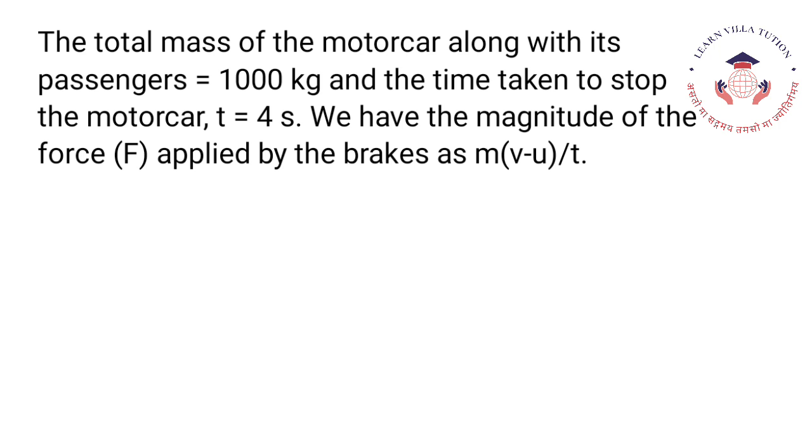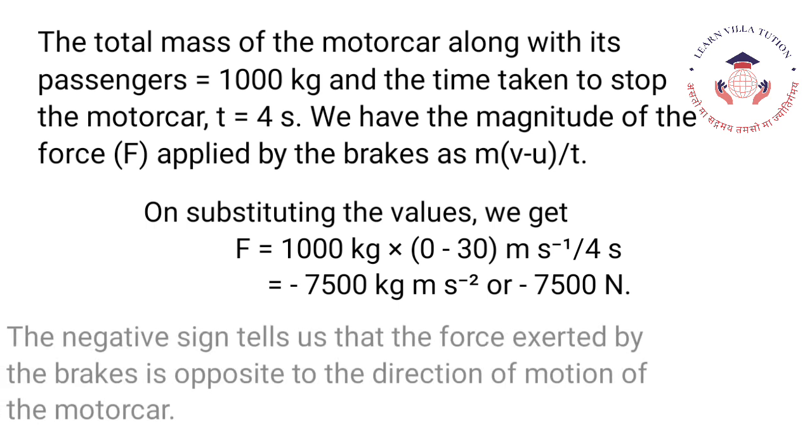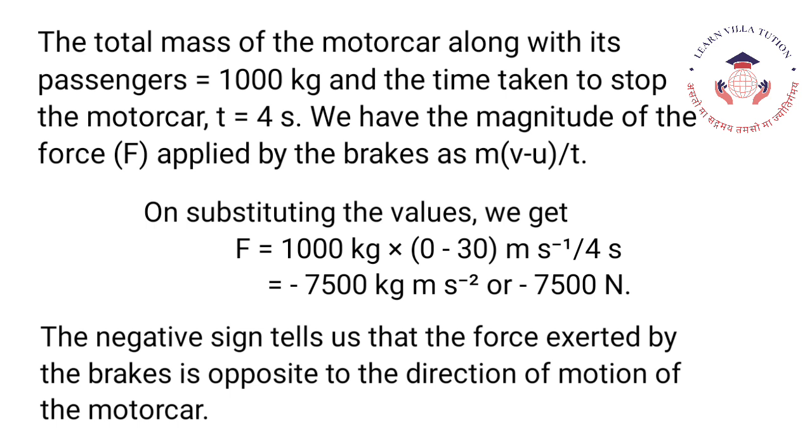We have the magnitude of force F applied by the brakes as m into (v minus u) divided by t. On substituting the values, we get F is equal to 1000 into (0 minus 30) divided by 4 seconds, which is equal to minus 7500 kg meter per second square, or minus 7500 Newton. The negative sign tells us that the force exerted by the brakes is opposite to the direction of motion of the motor car.